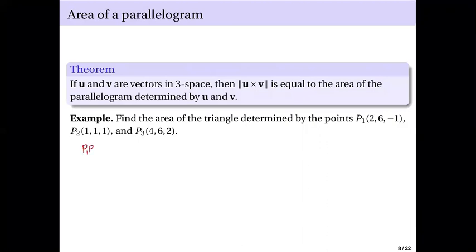So P1, P2, this is the vector 1 minus 2, then 1 minus 6, and then 1 minus negative 1. So 1 minus 2 here, 1 minus 6 here, 1 minus negative 1 here. And this is negative 1, negative 5, and then 2.